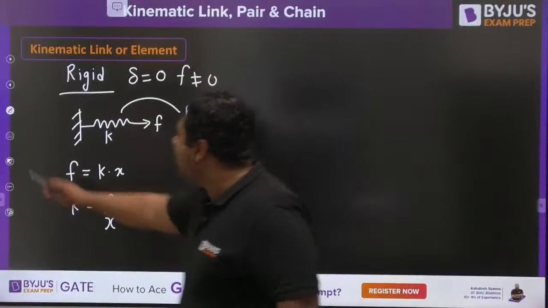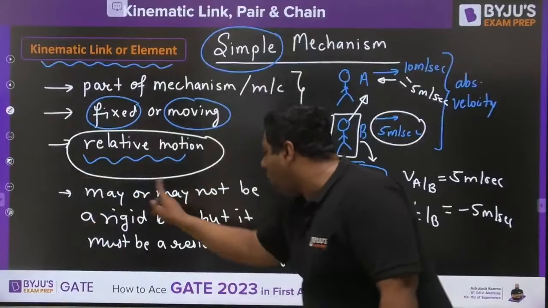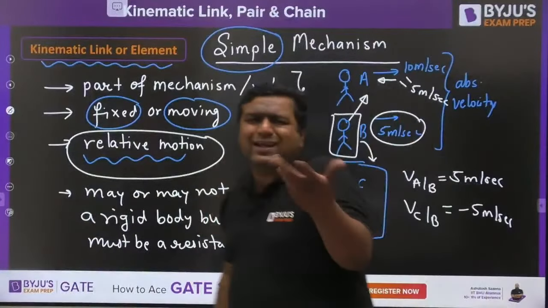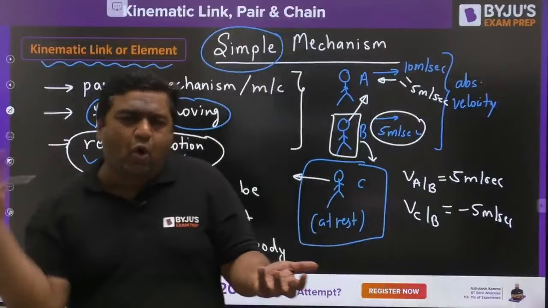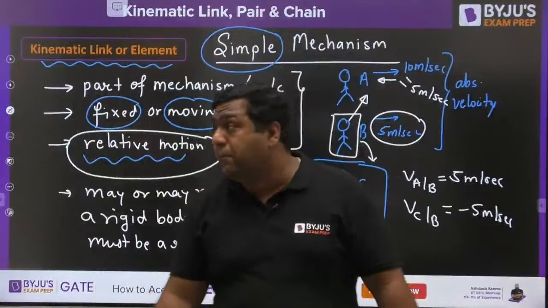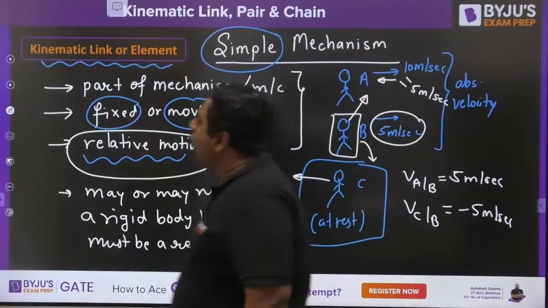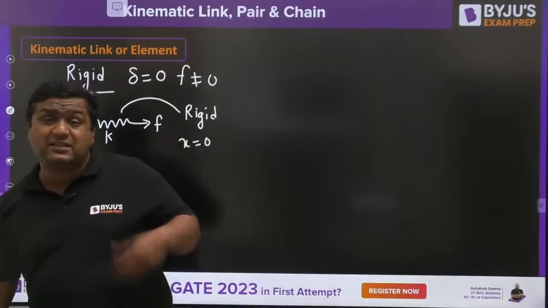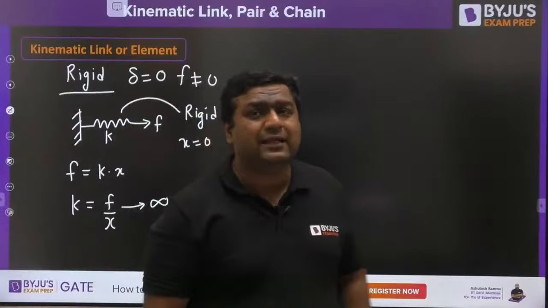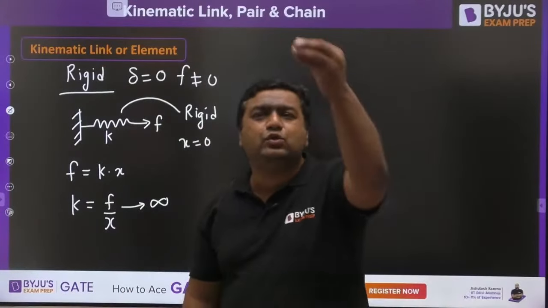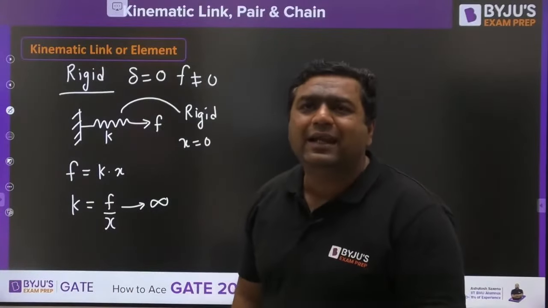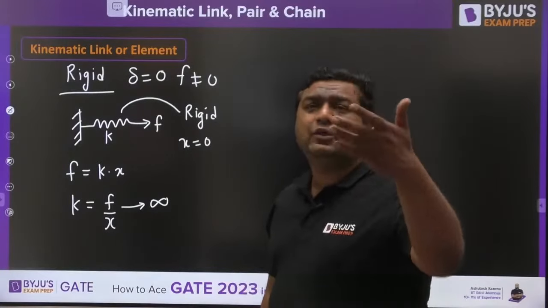So we have already said that a link may or may not be rigid. It is not necessary for a link to be rigid, it may be rigid, it may not be, but it must be a resistant body. So if you want to understand the meaning of resistant, for that I am going to take an example where I would be taking 3 students out of your class only. Let us say we have many students in the class.